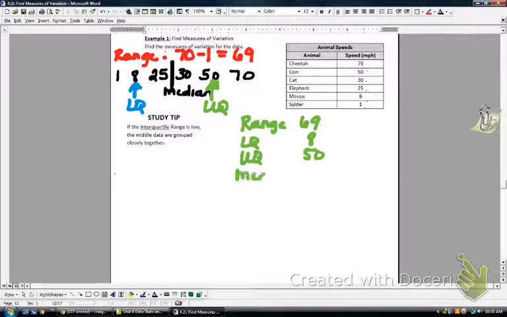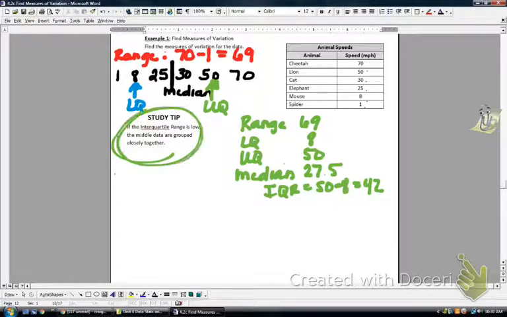I forgot to write down my median. My median is 27.5. So how I figured that is I added 30 plus 25 and divided by 2. And then my interquartile range is going to be 50 minus 8, which is 42.